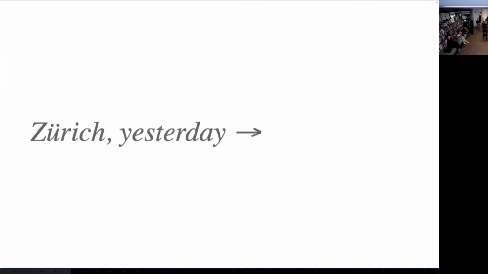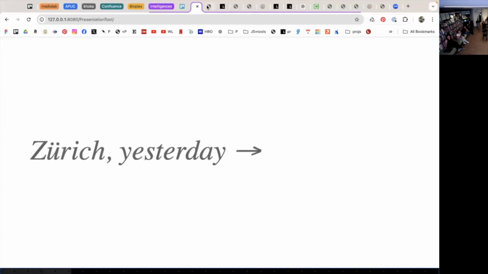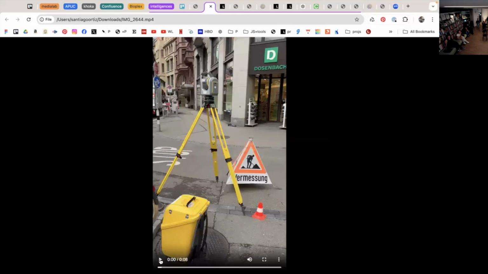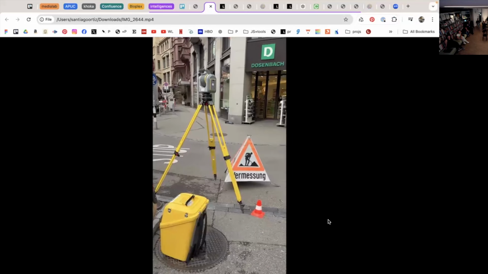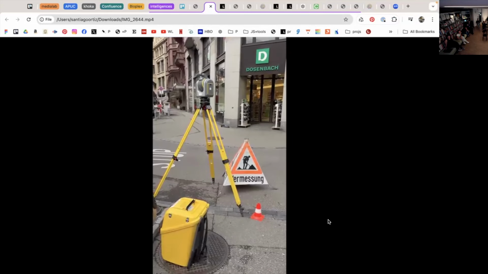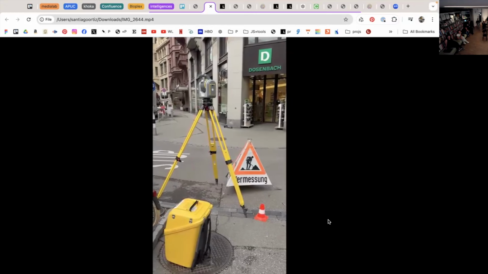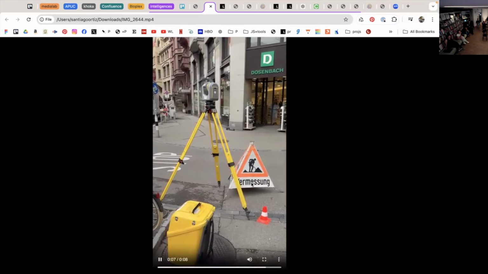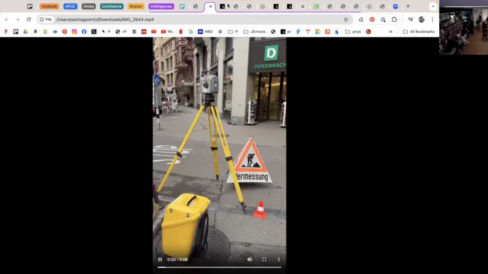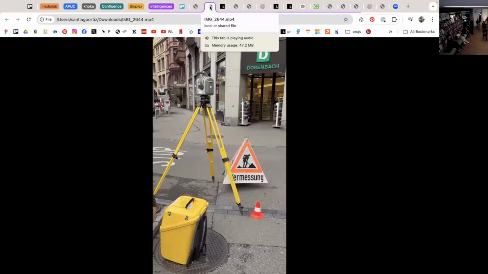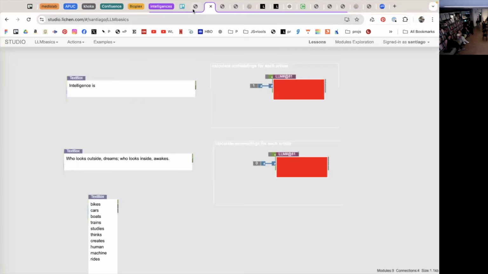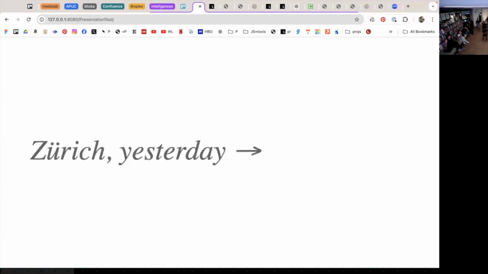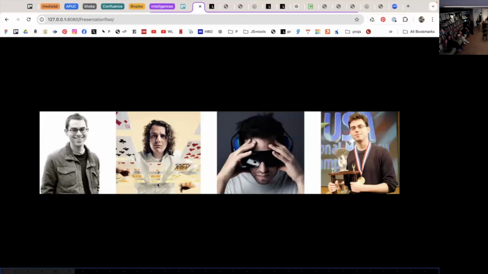So I saw this yesterday in the street. It's interesting here, the city in Zurich. I guess this says something like men at work or something like that. They are taking our jobs, really. Okay, so humans and machines.